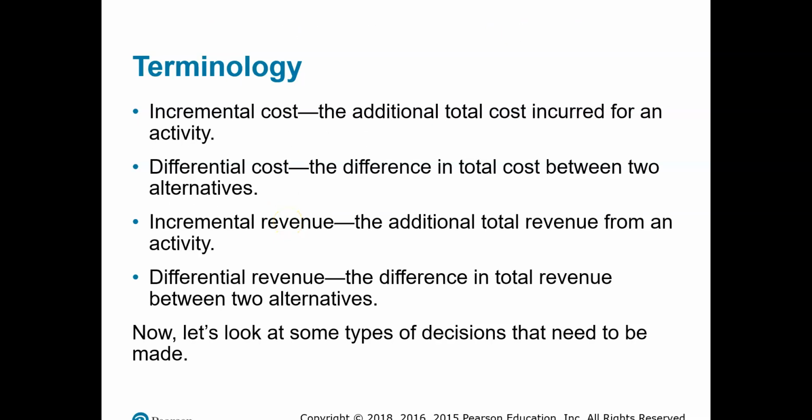So let's take a look at some terminology real quick. When we talk about incremental costs, these are additional total costs incurred for an activity. The differential costs are the difference in total cost between two alternatives, alternative A and alternative B. When we talk about incremental revenue, we're talking about additional total revenue from an activity. And differential revenue is the difference in total revenue between two alternatives. So now let's go ahead and take a look at some types of decisions that we will need to make.